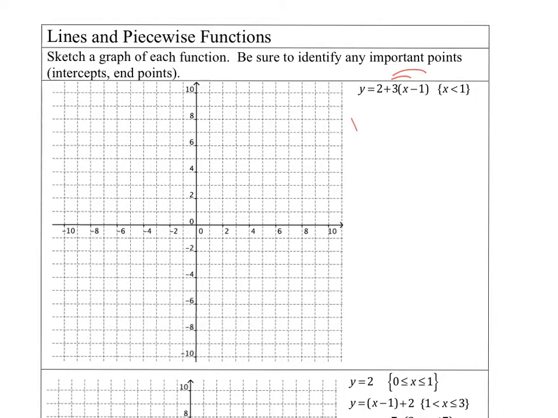But we end up with y is equal to 2 plus 3x minus 3, or y is equal to 3x minus 1. We only care about this when x is less than 1, but often the easiest way for us to deal with that is to graph the whole line first. So we've got a y-intercept of negative 1 and a slope of 3. So up 3 over 1, up 3 over 1, and we end up with a line that looks something like this.